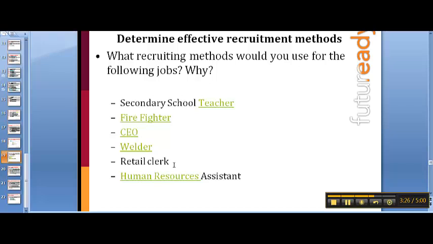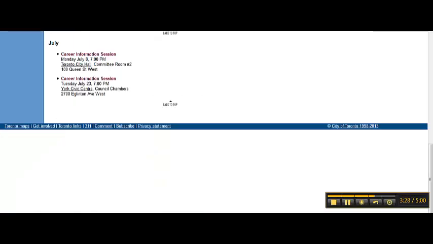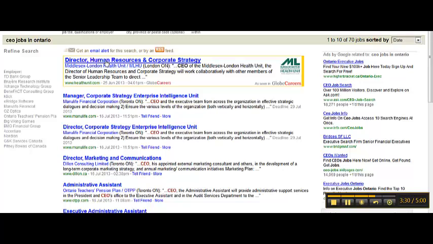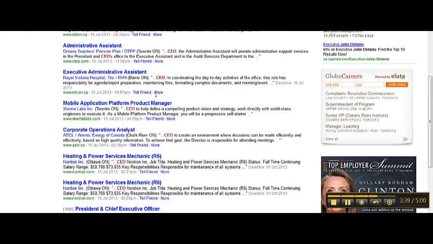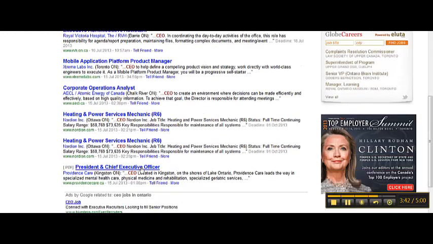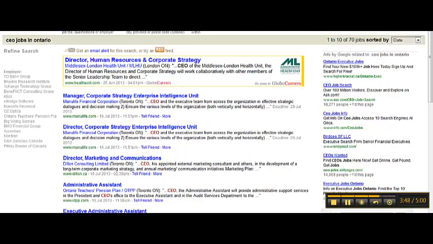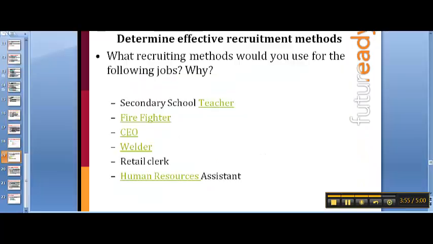What if you were looking to hire a CEO? Well, I might post jobs for senior executives. Now, these are directors, but again, it's a fairly senior job in an organization. I'm looking for President and Chief Executive Officer at a healthcare facility in Kingston, Ontario. So again, they're using a website here to do it. All right, doesn't mean that's the only thing you can use, but it's one method, that's okay.